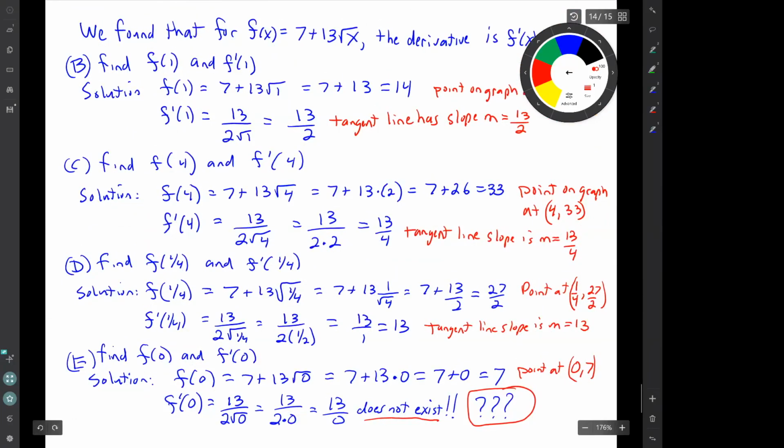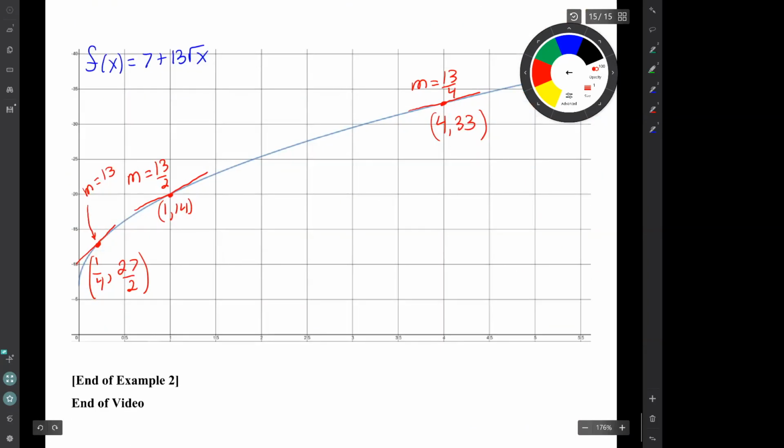In part E, we found that f of 0 was the number 7. So there's a y-intercept at (0, 7). But we found that f prime of 0 does not exist. What's up with that? Well, first of all, let's plot the point (0, 7). And then let's look very carefully at this graph. If we had to draw a tangent line on this graph, it would look like this.